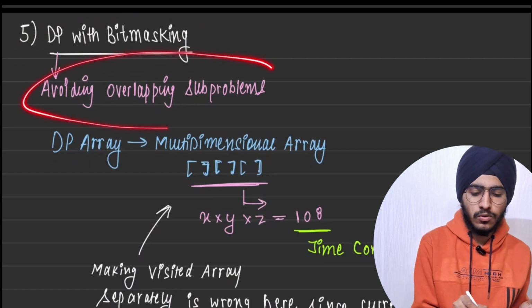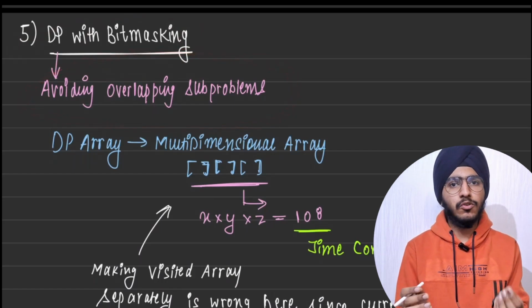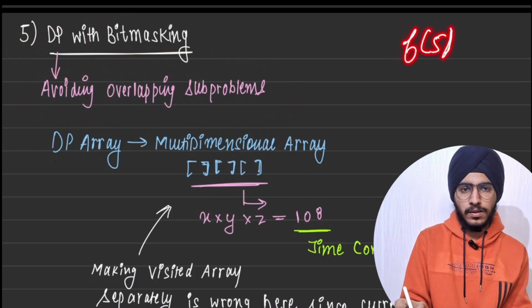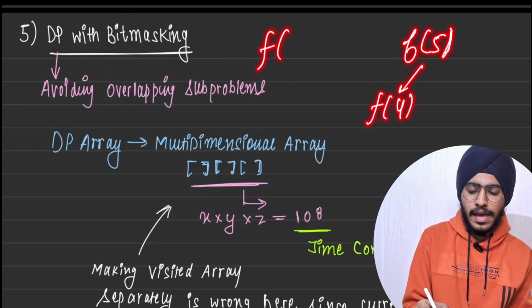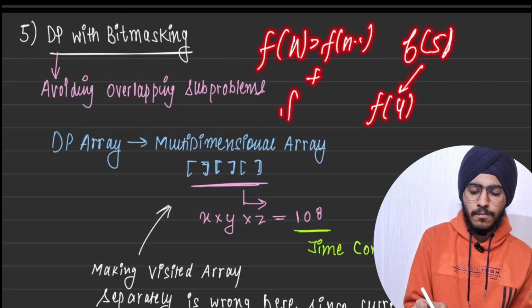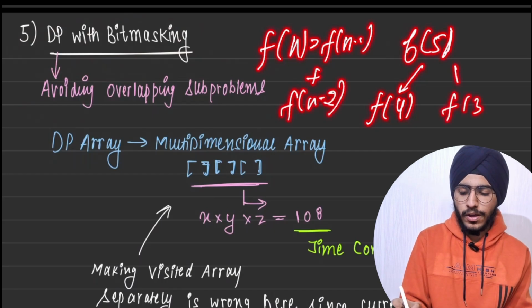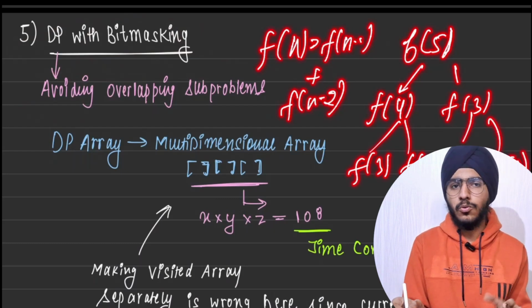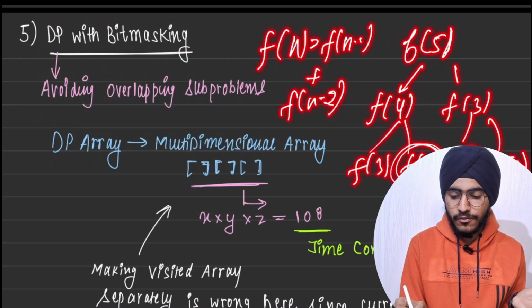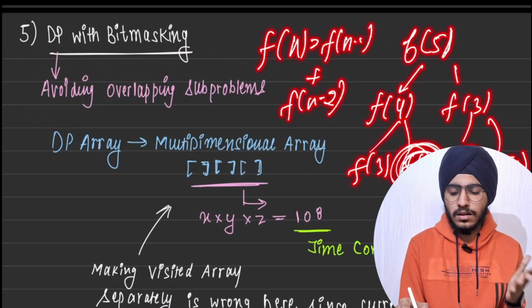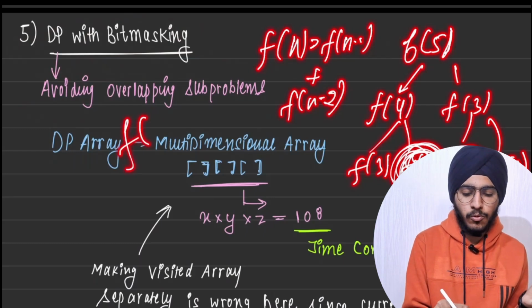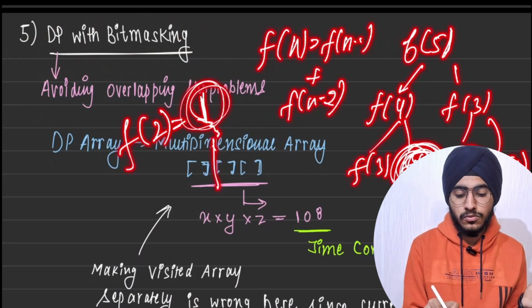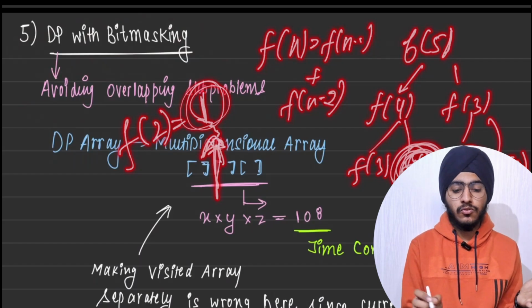DP avoids overlapping subproblems. For example, I will give you a simple recursive function f5. If I say find the Fibonacci of the fifth number, you will say fn is equal to fn minus 1 plus fn minus 2, right? So f5 calls f4 and f3, then f4 calls f3 and f2, then f3 calls f2 and f1. Here you can see we are finding f2 again and again, but obviously the result of f2 will always remain the same. If Fibonacci of 2 is 1, then it will always remain 1. It will obviously not change. So why are we repeating this thing? So that's the DP optimization.